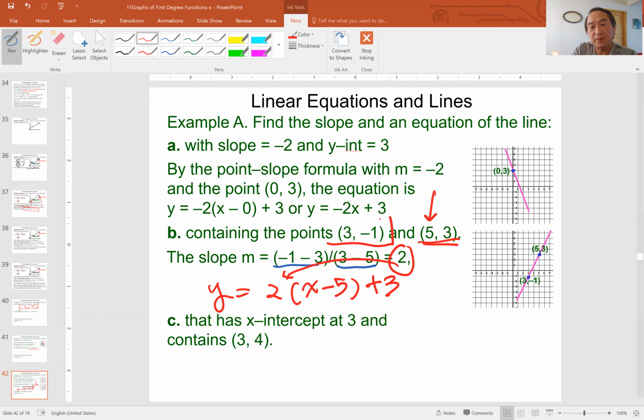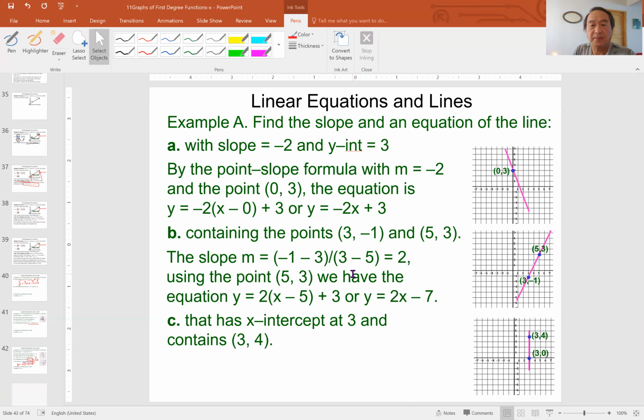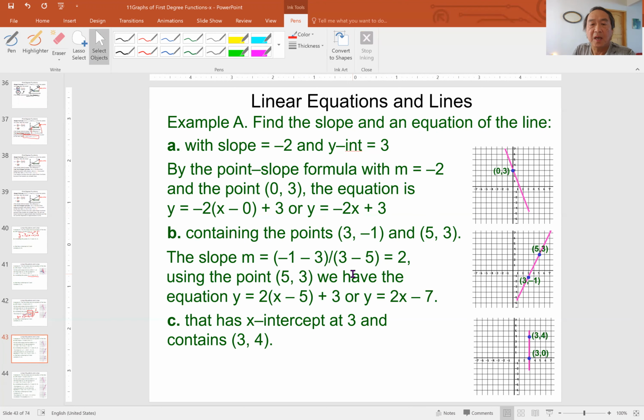Okay. If you use this point, you want to know the same equation after cleanup. After cleaning it up, 2x minus 7. And then the third case over here, x-intercept of 3 and contains the point (3, 4).